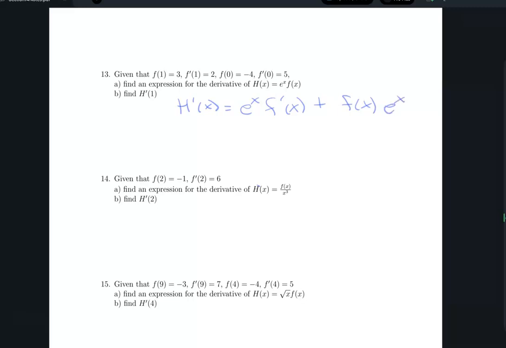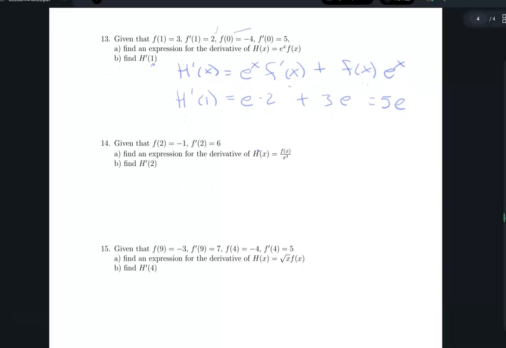And you know the derivative of e to the x is e to the x. So this says plug in h equal 1. So h prime of 1, I'm plugging in 1, I get e. And here if I put f prime of 1, that's 2, plus f of 1, that's 3, e to the 1, that's e. So I just end up getting 5e.